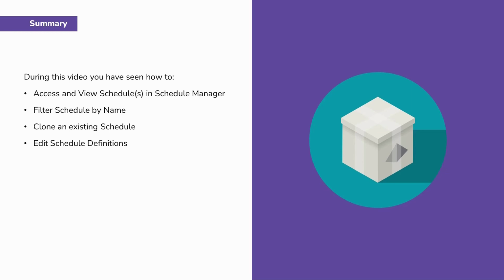During this video, you have seen how to access and view schedules in the Schedule Manager section of the browser-based control room, filter schedules by name to quickly find the schedule you are looking for, clone a schedule, and edit schedule definitions.